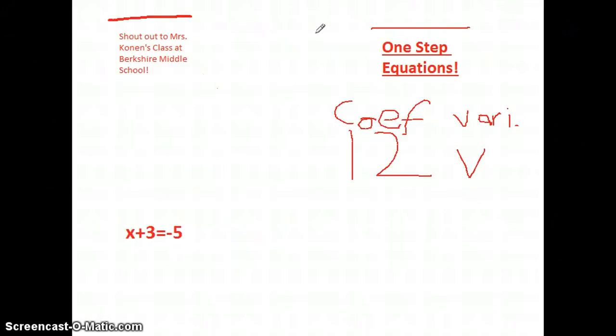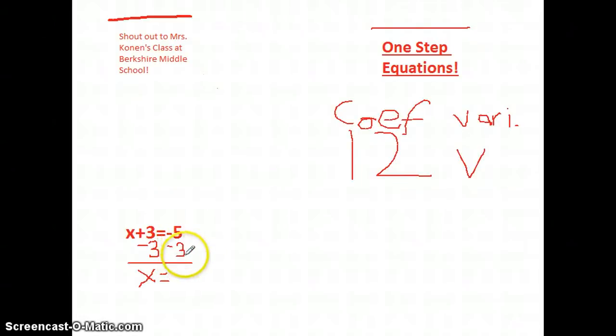So here's our first equation: x plus 3 equals negative 5. What you do first is use something called inverse operation. That means you take the opposite of the number next to the variable. So I'm going to do negative 3, and you have to apply that to the number past the equal sign. Then you basically solve. The 3 would be canceled out, leaving just x, which equals negative 5 minus 3.